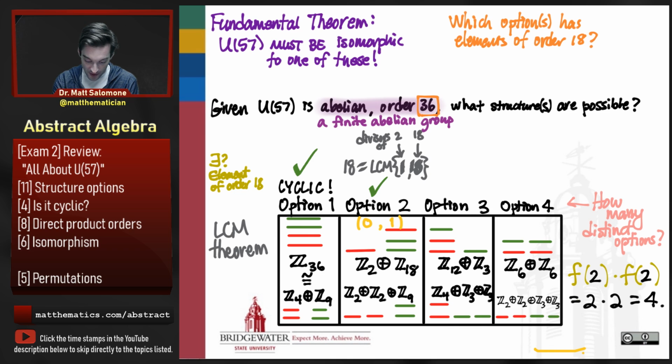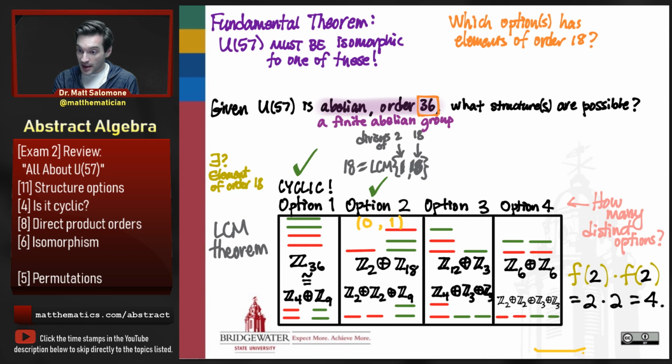And if I just put them together into an ordered pair, (0, 1) is an element of order 18 in the group which is isomorphic to Z2 plus Z18. So this group has an element of order 18. Let's keep going. What about option 3? Will there be an element of order 18?